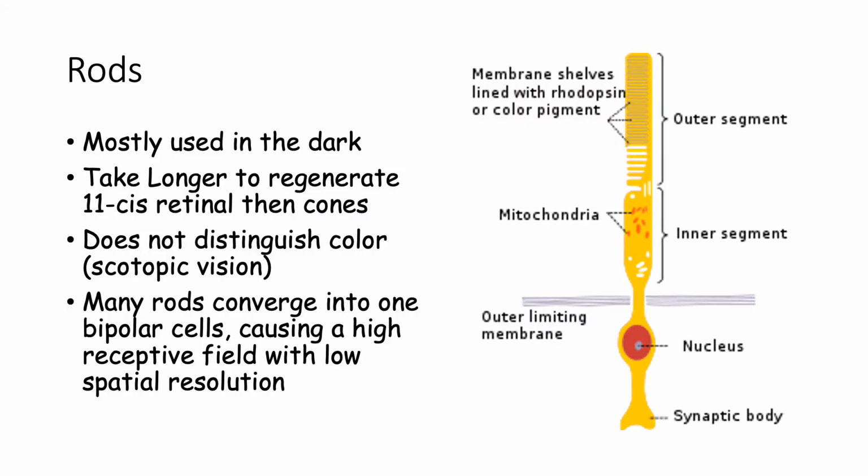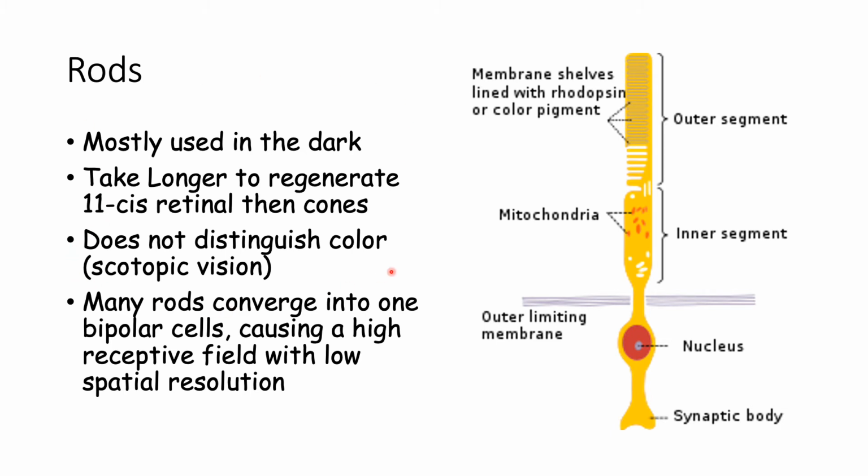Now let's talk about the individual photoreceptor cells, starting off with the rods. The rods are mostly used during darkness. That is because they only have one pathway to regenerate the 11-cis retinol, which takes longer than in cones. So they can become overly saturated in light. However, during darkness, where there's less light, they're usually used.